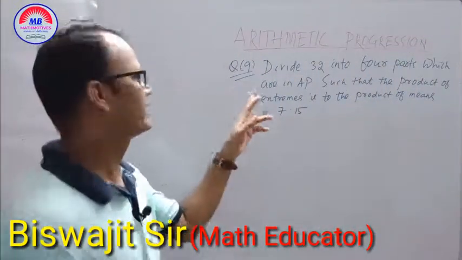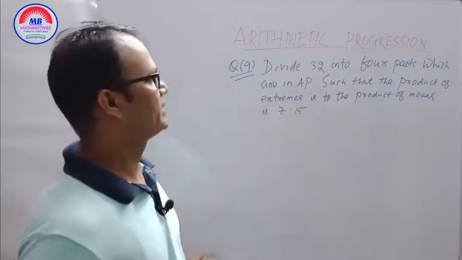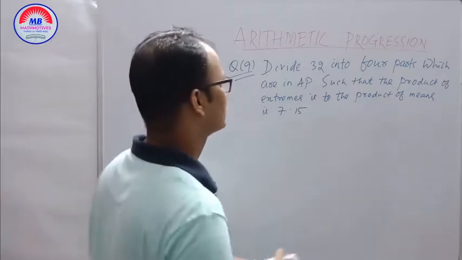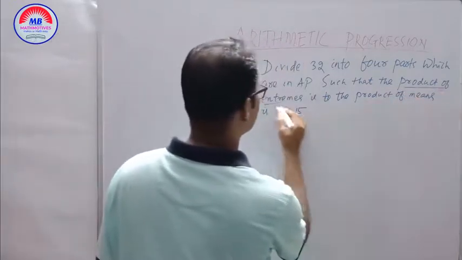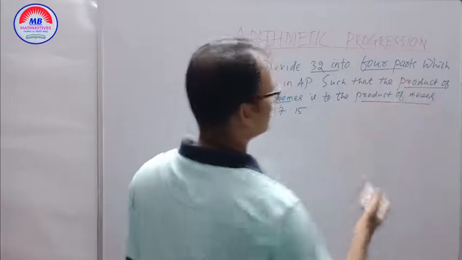You see question number 9. Divide 32 into 4 parts which are in AP such that the product of extremes is to the product of means. Product of extremes is to the product of means. 32 into 4 parts.